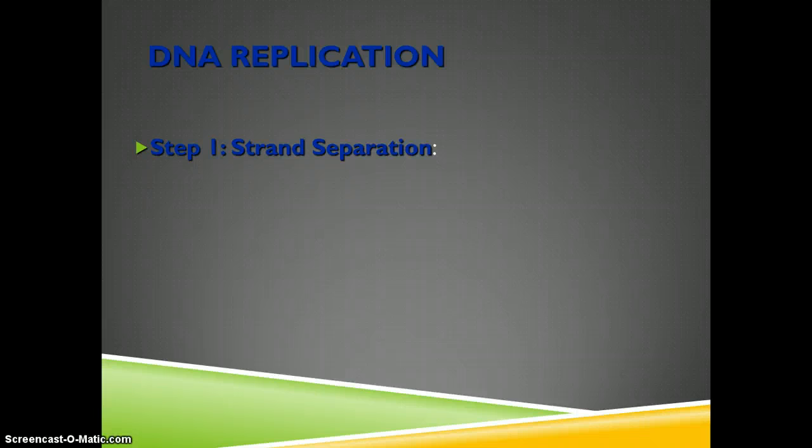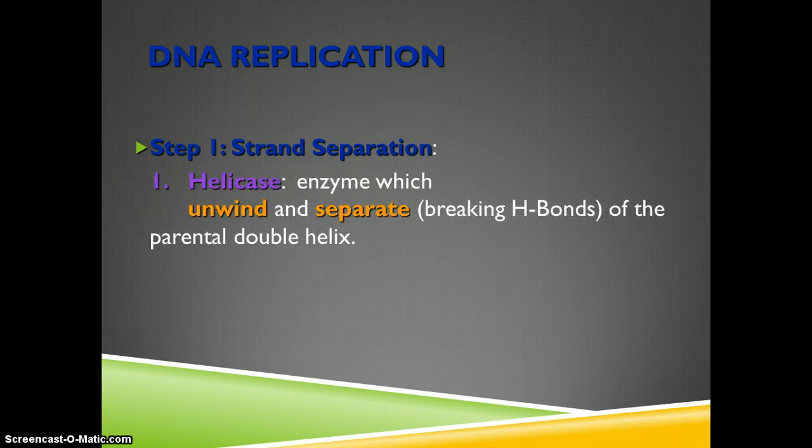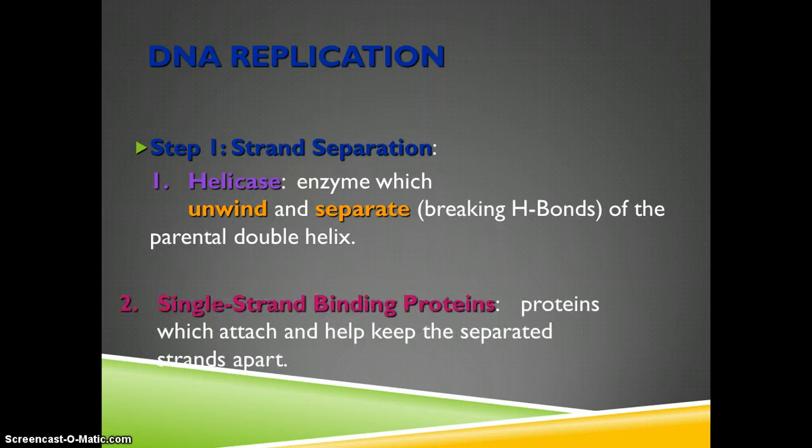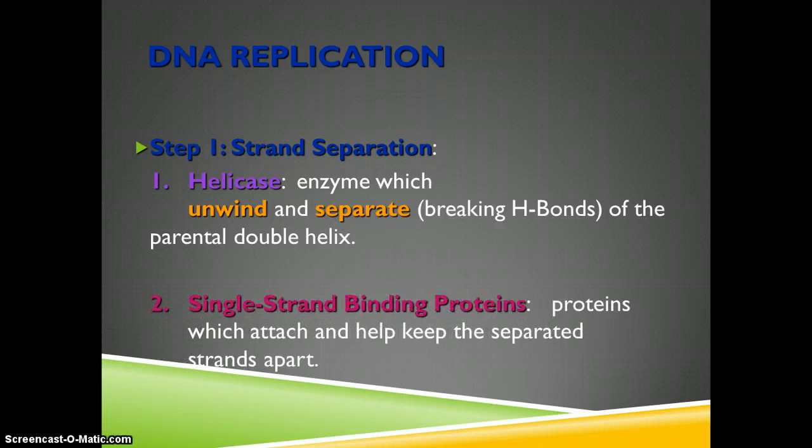There are three main steps to DNA replication. The first step is that strands of DNA need to be separated. This is done by the enzyme called helicase. Helicase goes through the DNA and breaks the hydrogen bonds between nitrogen bases. In order to prevent them from rebinding to their partners, single-stranded binding proteins attach to the DNA so the helix remains unwound.